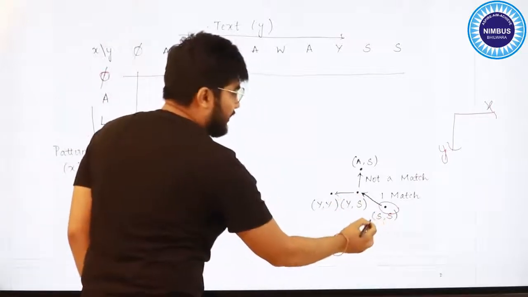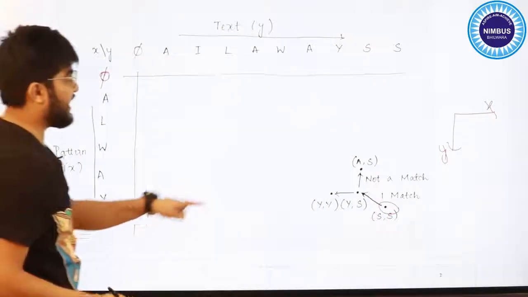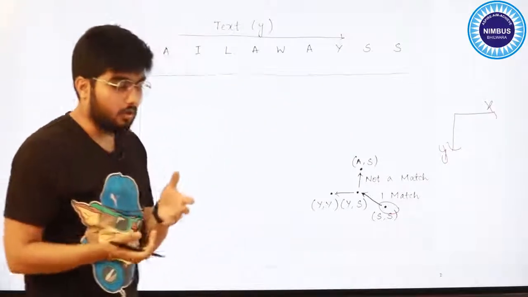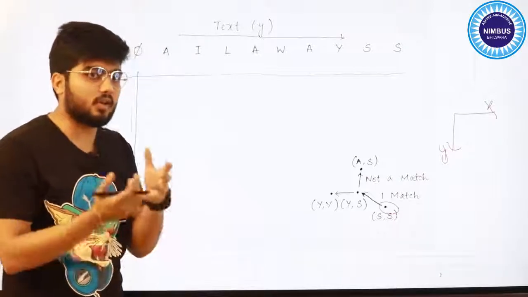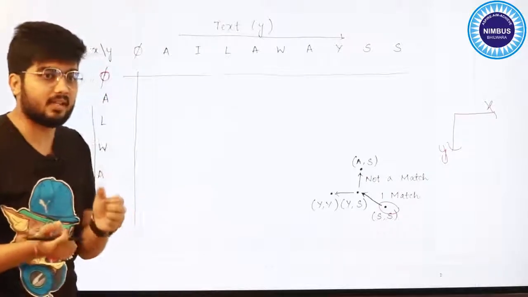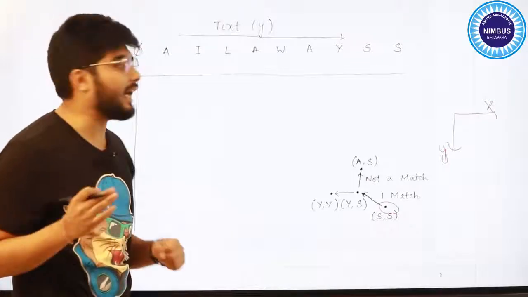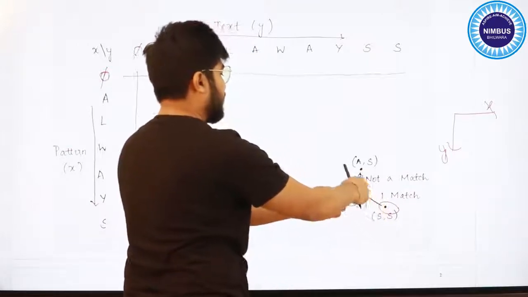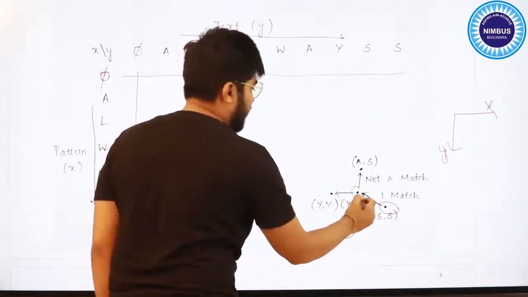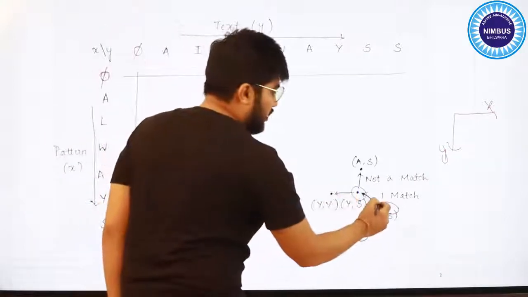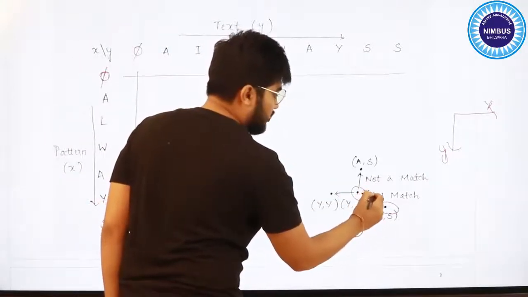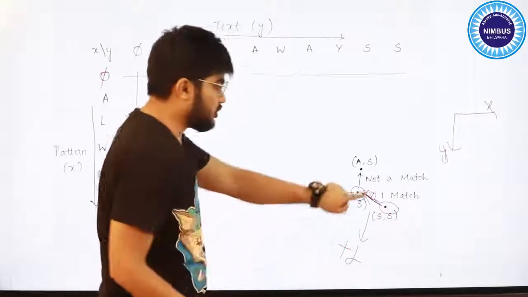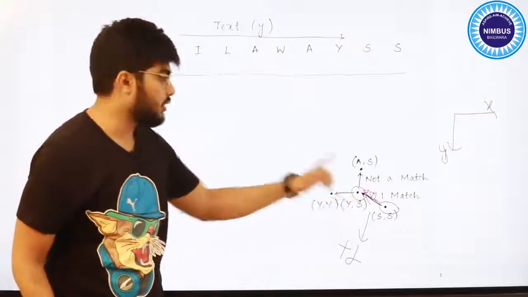So what happens if these two match? If the character matches, then what will you do? You will move one step: you will make your I move one step to the left and your J also move one step to the left. So basically you're decreasing the values of I and J. Now if you decrease the values of I and J, then you will move diagonally towards this point. So here we do plus one. Simply put, the weight of this edge is one.